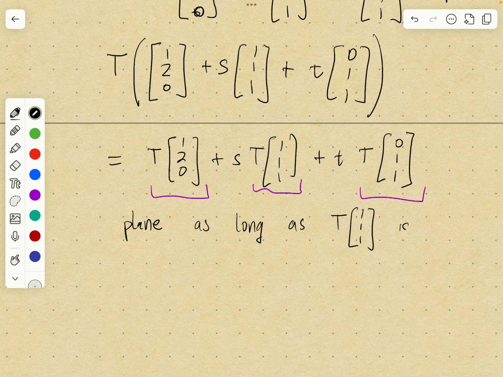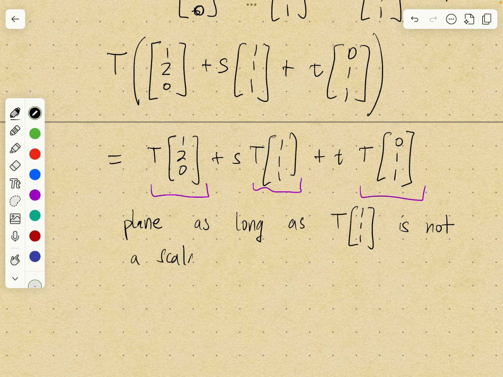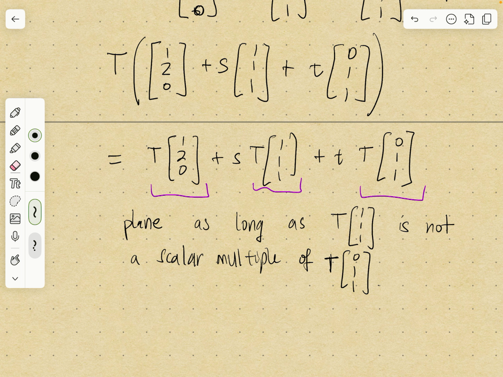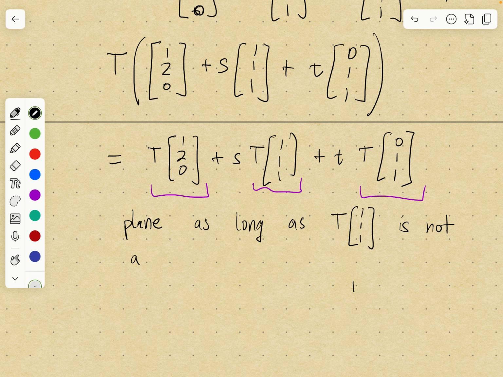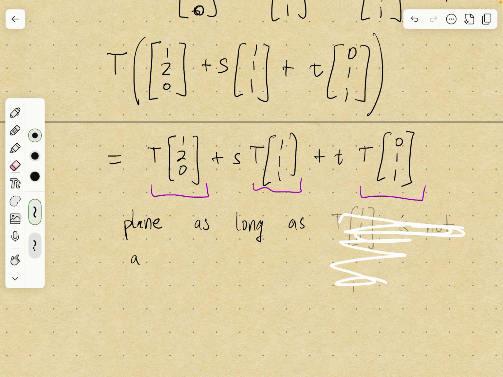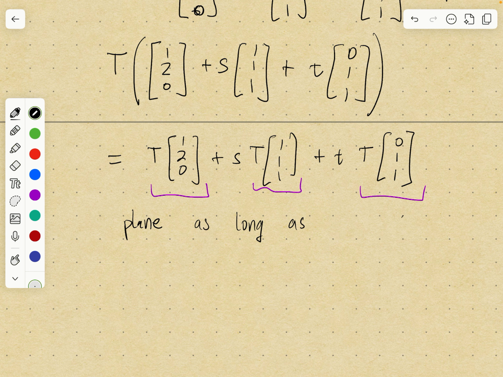T of 1, 1, 1 is not a scalar multiple of T of 0, 1, 1. So in other words, you need these two vectors to be linearly independent. Maybe it's more accurate to say, if these are linearly independent. Because you can have one of these vectors be the zero vector and then another vector is not the zero vector. So it's a plane as long as the set T of 1, 1, 1 and T of 0, 1, 1 is linearly independent.